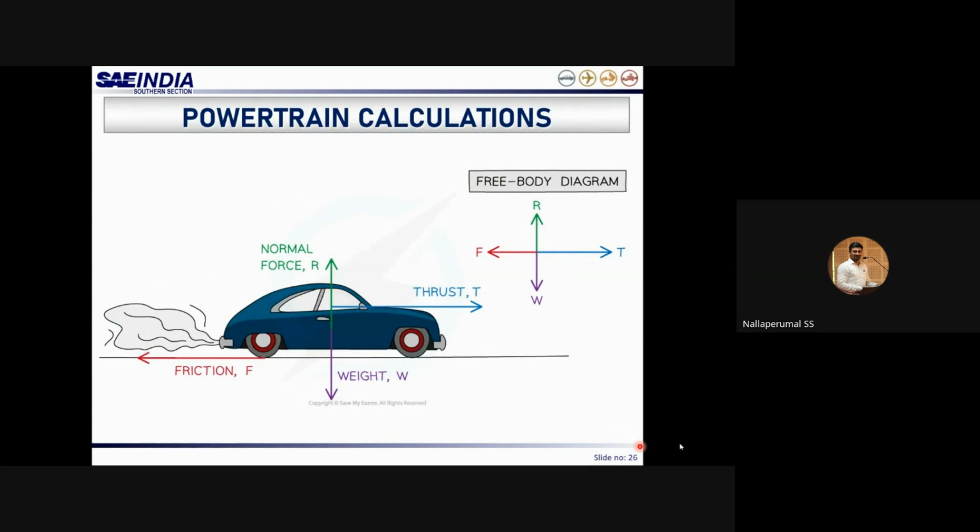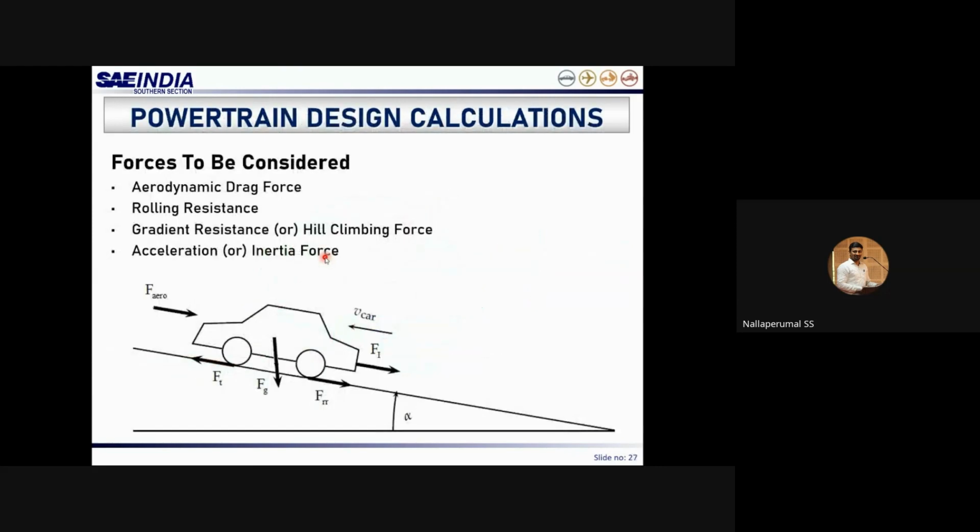Okay. So now, a free body diagram of the vehicle. Quite familiar for all of us. Your weight acts towards the ground, and you have a normal force, and then you have the thrust and the friction force. And when you are on a grade, you also have forces due to the gradient force and so on. So what are the forces that we should consider for calculating the power and the force required to propel the vehicle?